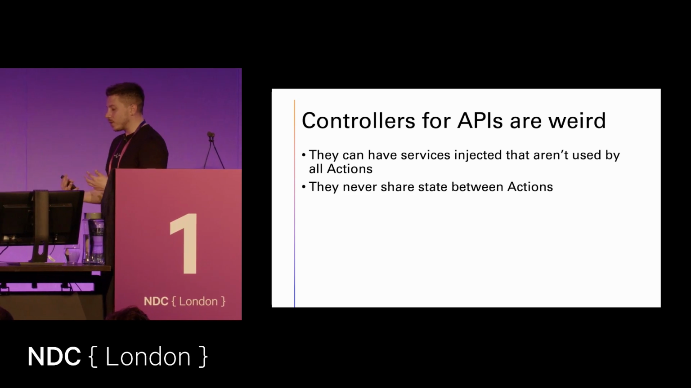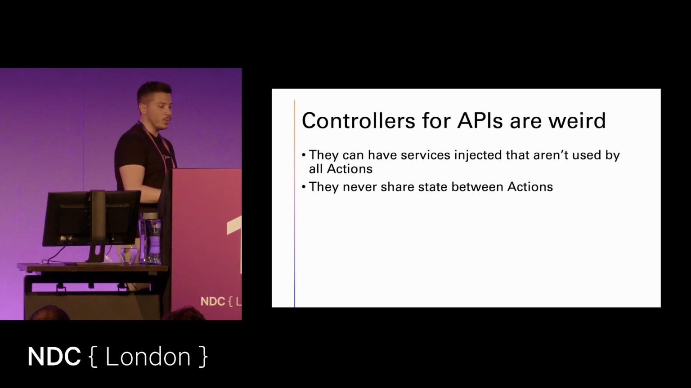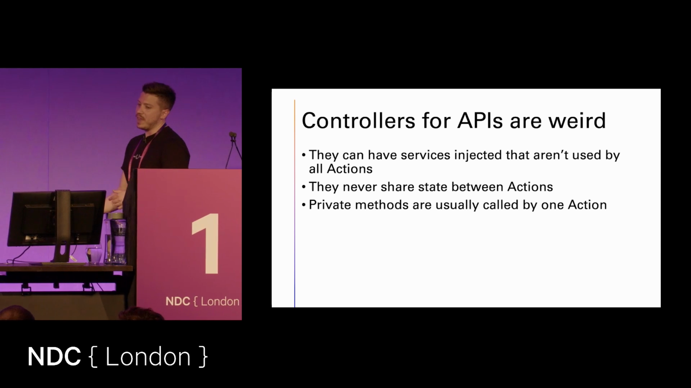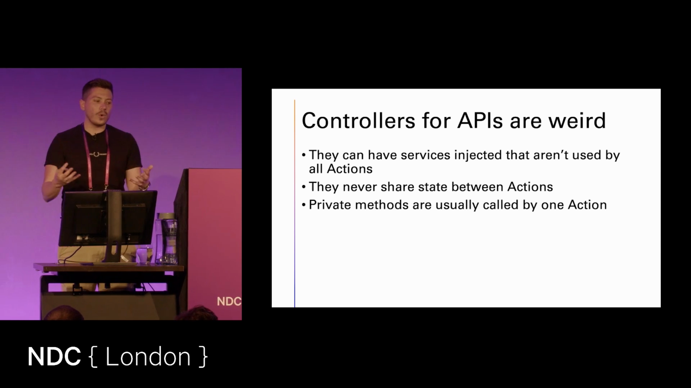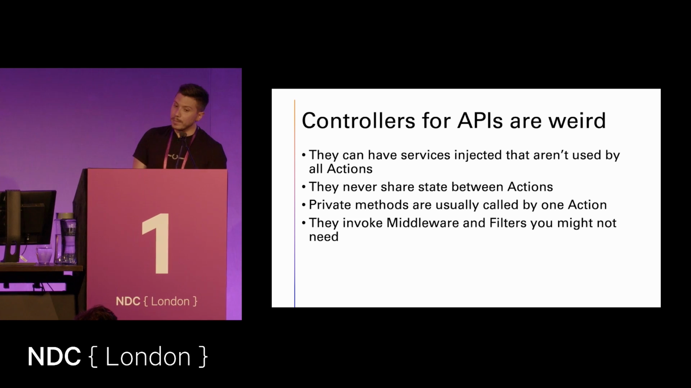And also, they never share state between actions. So why are they sharing real estate? Because they're all scoped anyway, and you wouldn't call one another. So what's the whole point of having them together? I don't get it. And when you have private methods, they usually are only called by a single action. They wouldn't be called by multiple actions most of the time.